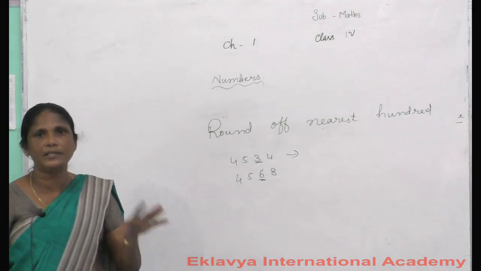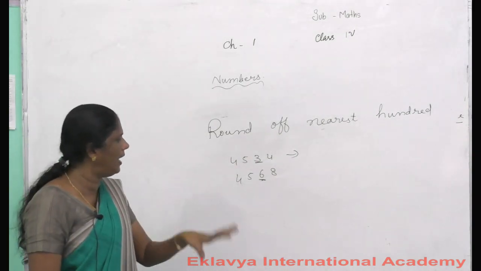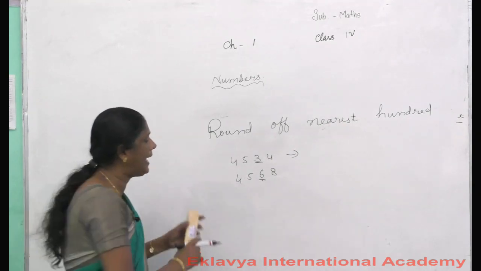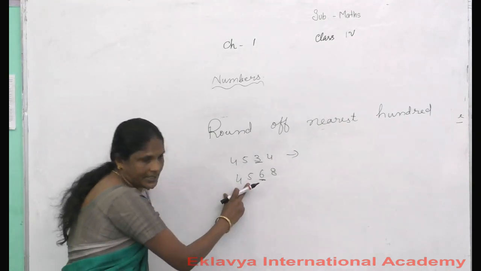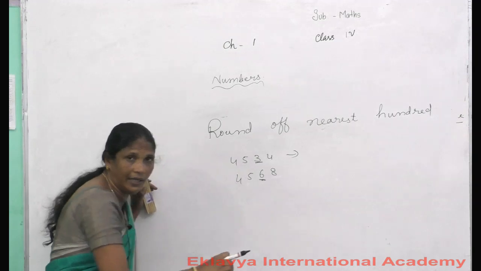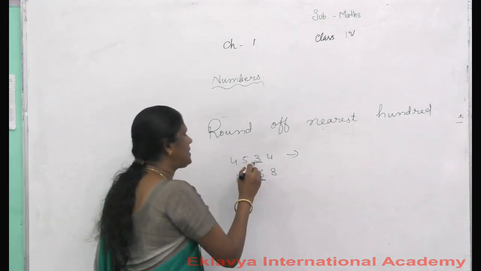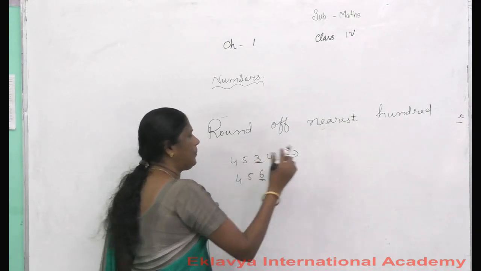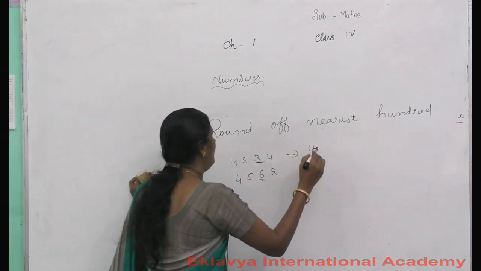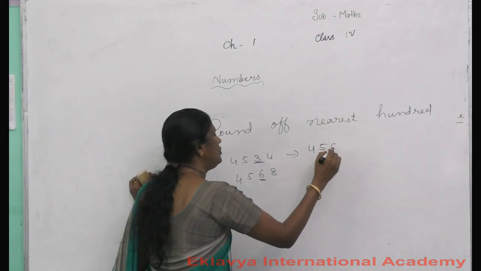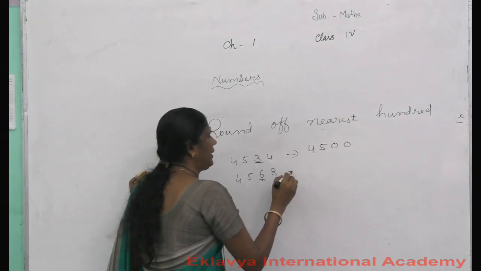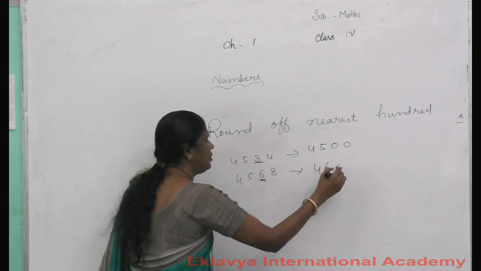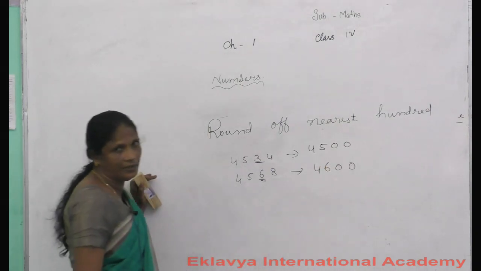If 5, 6, 7, 8, 9 come in the tens place, 1 is added in the 100 place. Here which digit comes in the tens place? 3. There is no change in the 100 place. Then our number is 4, 5, 0, 0. Here 4, 6, 0, 0. Understand this?